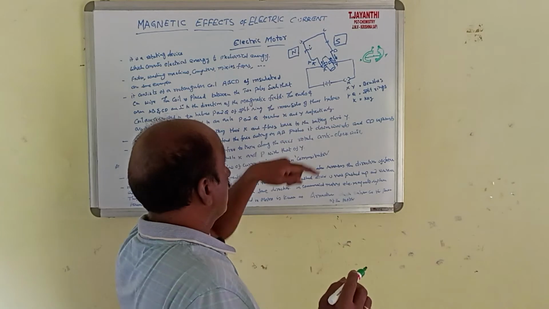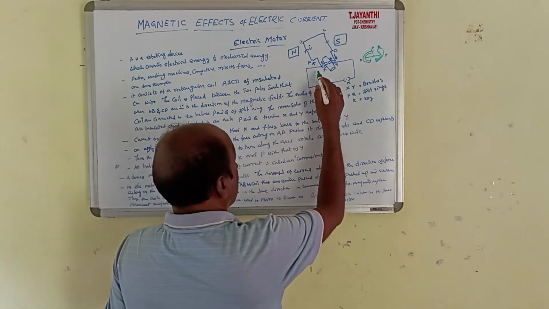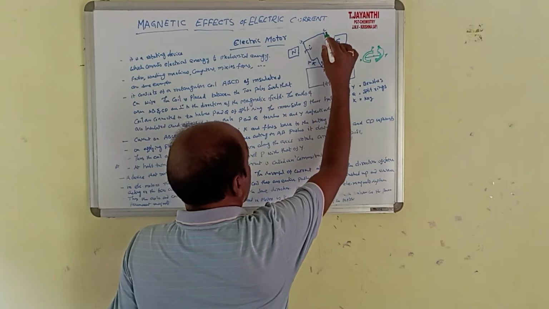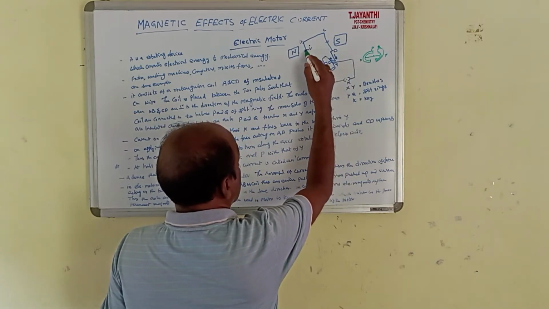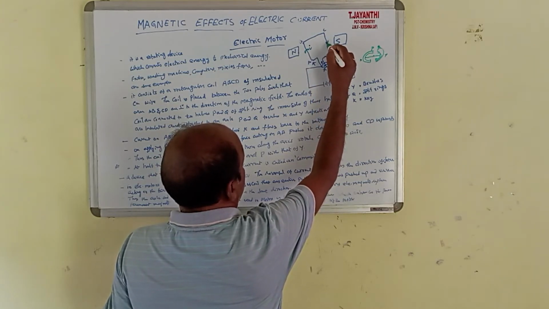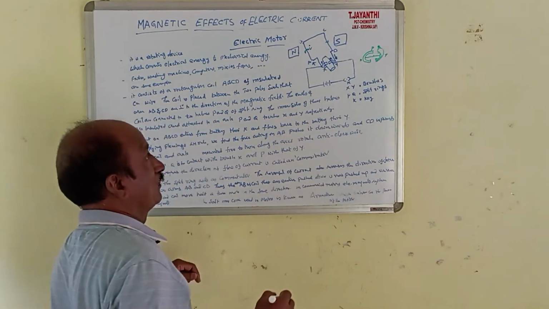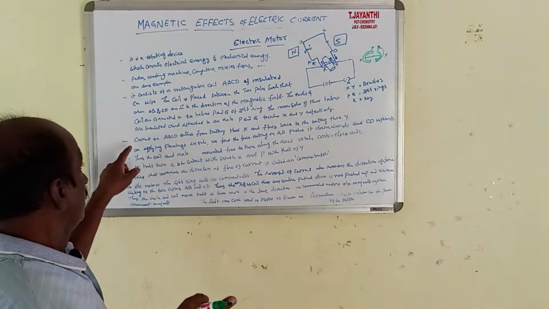So if we consider the current flowing in this motor, current flows in the direction A, B and C, D. In AB, the direction of flow is upward, whereas in CD, the direction of current flow is downward, so that the circuit will be completed there.